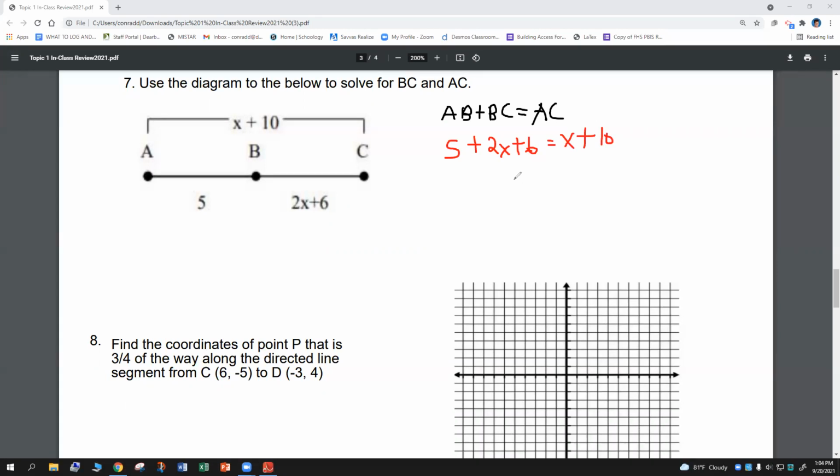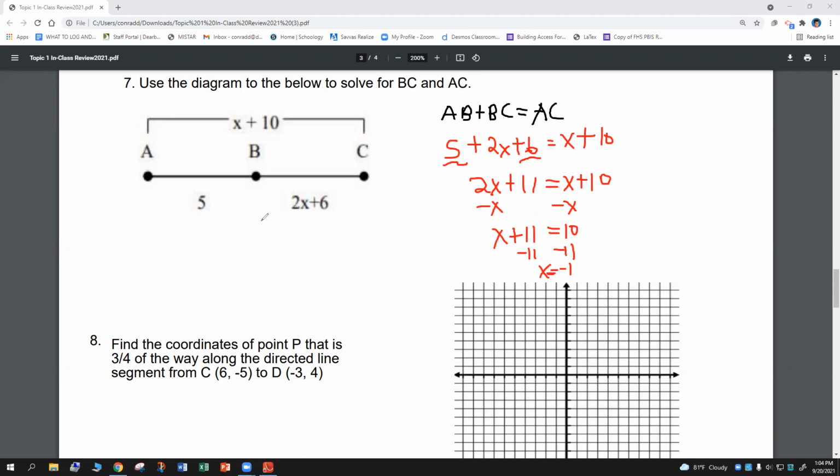Okay, now we're just going to solve, combine like terms. So we have 2x plus, we have a 5 and a 6, that's going to be 11, equals x plus 10. All right, subtract x on both sides. That gives us x plus 11 equals 10. We can subtract 11 on both sides, and we get x equals -1.